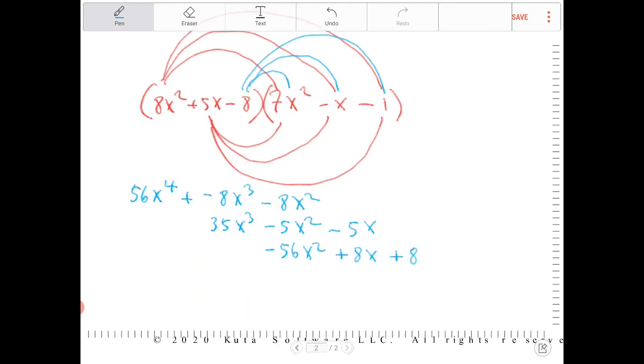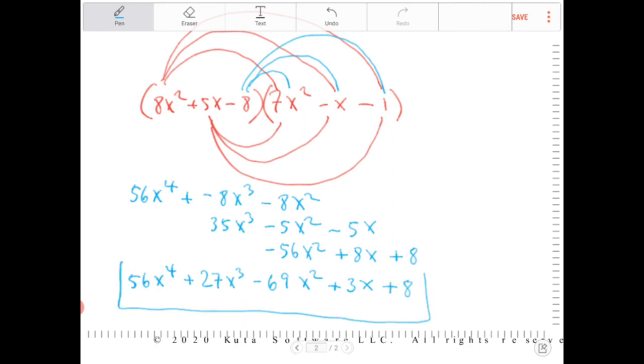And all I got to do now is just add them all up. So I end up with 56x to the fourth plus, I'm going to add up all the x cubes, right? So negative 8 and 35, that gives me 27x to the third. I'm going to add up all the x squares together. So 56, 5, and 8. So that's going to be 69. So minus 69 x squared. I'm going to add up all the x's. So it's plus 3x and plus 8. And there you go.